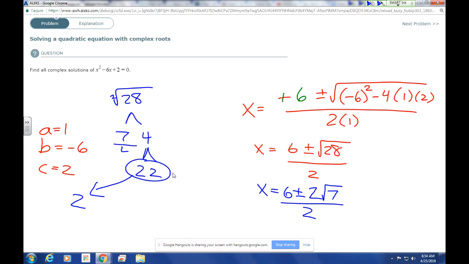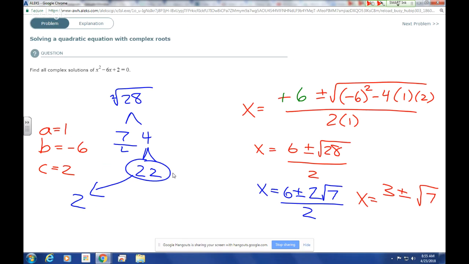The last step is if you can divide all 3 of the parts that are outside, meaning the 6, the 2, and the 2 on the bottom, by something, you have to. What number can I divide all those by? 2. So 6 divided by 2 is 3. x equals 3. 2 divided by 2, I don't have to write the 1. It wouldn't be wrong to do that. And 2 divided by 2, I don't have to write 1 over 1. It wouldn't be wrong to do that.